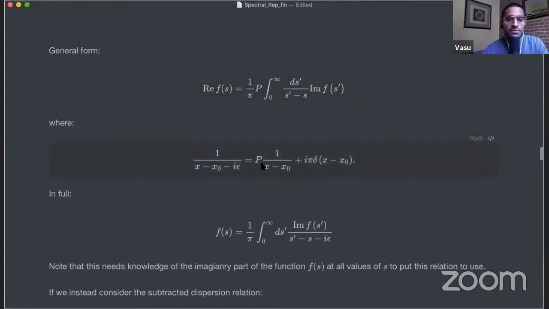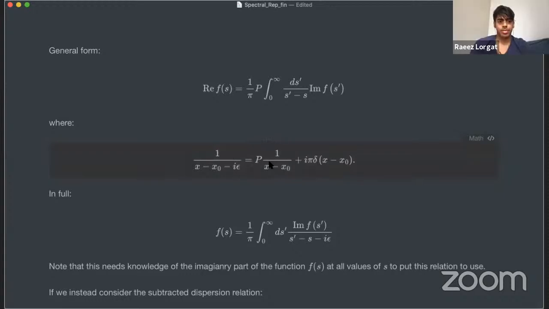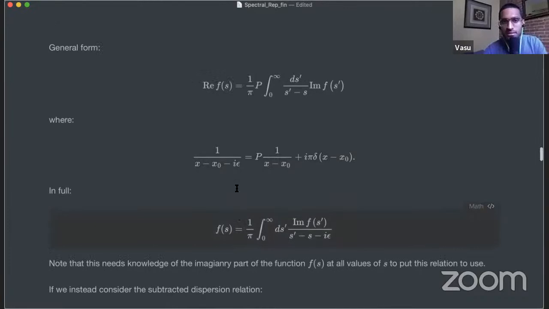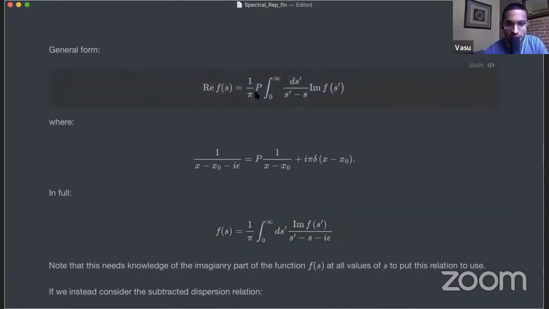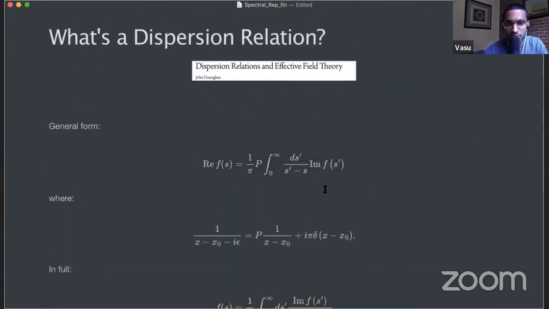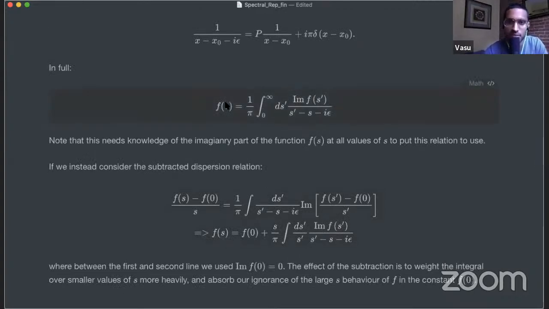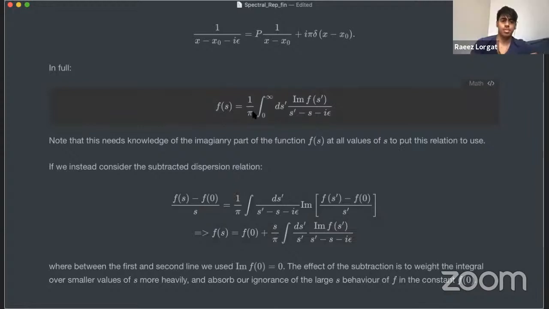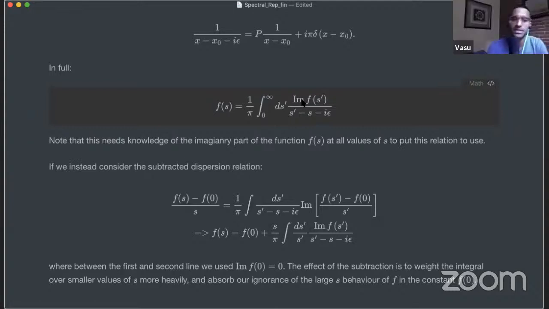So now if you play a little bit with how you define the principal value, you'll see that you can take this relationship between the real and imaginary parts and turn it into a relationship between the entire function f and its imaginary part. So the use of relating the real and imaginary part is that you only really need to know the imaginary part in order to know the entire function. That's basically the game. There are instances where you can obtain the imaginary part of an amplitude, and that's really enough to reconstruct it.